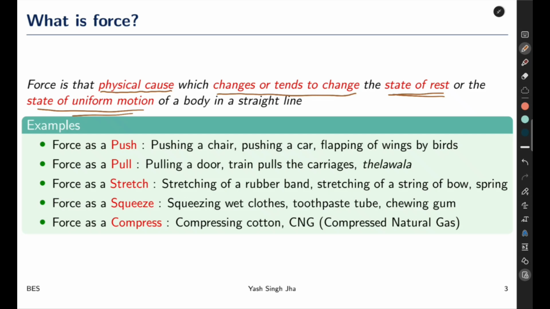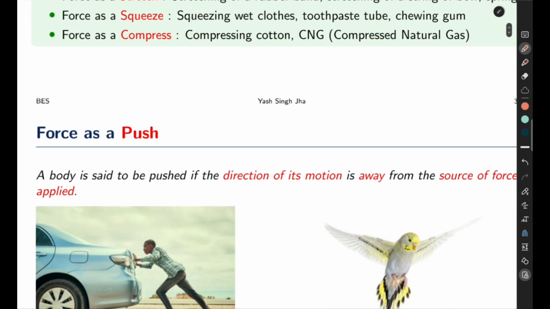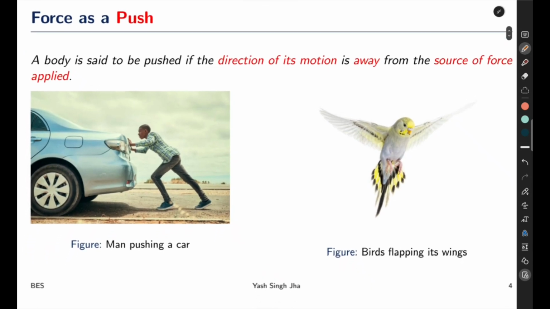Or stretching of a rubber band, stretching of the string of a bow, stretching of a spring. Force as a squeeze: squeezing wet clothes, a toothpaste tube, chewing gum. Force as a compression: when you compress cotton, or the hydraulic presses that compress seeds and get oil out of them, or compressed natural gas. Moving on and looking into each of them in greater detail, force as a push.